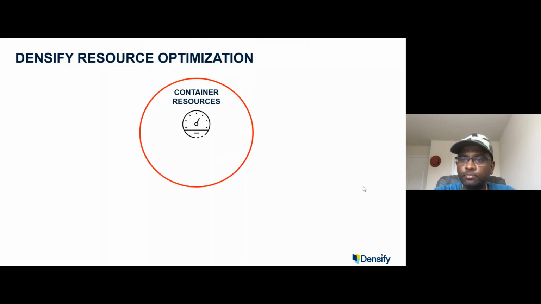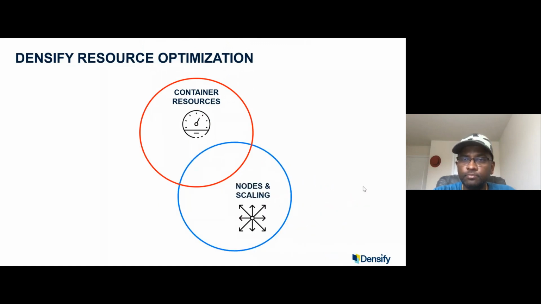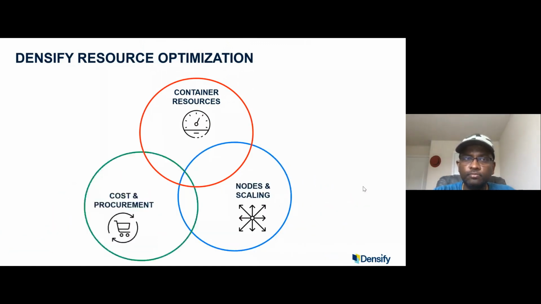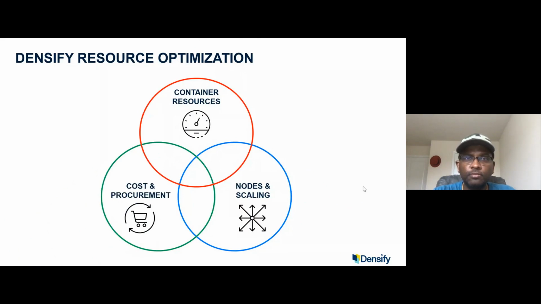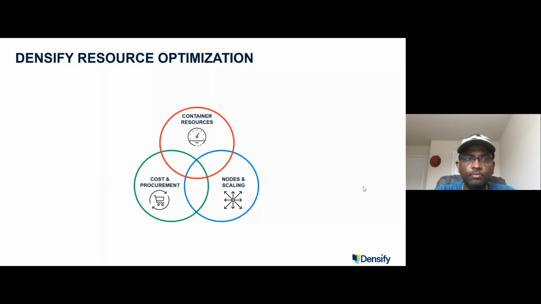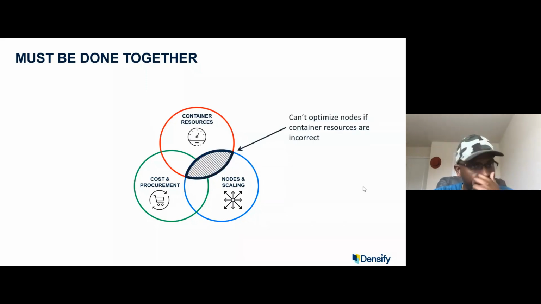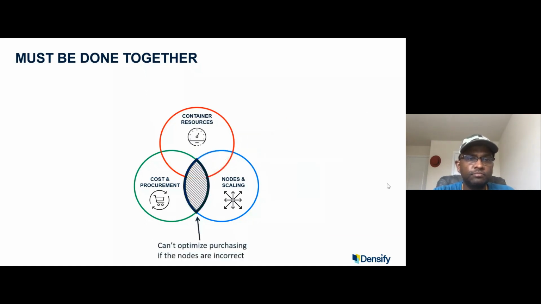From our perspective, you've got container resources, nodes and scaling of those resources, and cost and procurement. So we look at this as a Venn diagram, where if you are trying to manage one at a time or two at a time, it's going to be a challenge. So we believe that you must do them all together. Therefore, you can't optimize nodes if container resources are incorrect. You can't optimize purchasing if the nodes are incorrect.